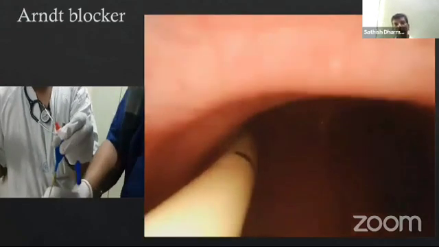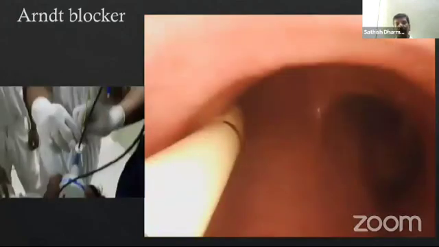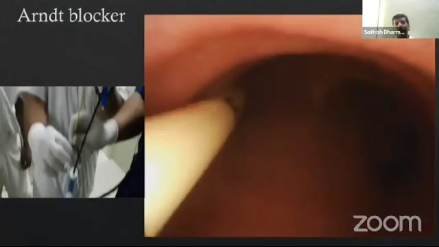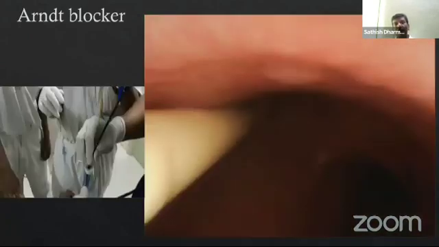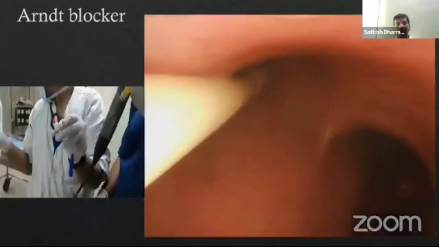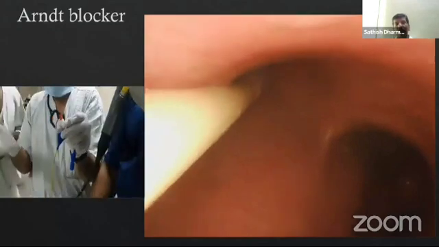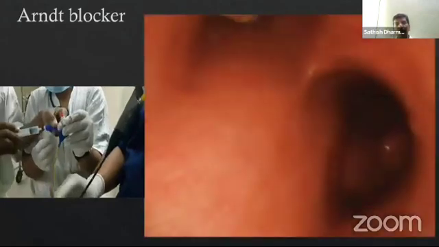See here, the bronchial blocker is too much inside, so you tell the assistant to pull out the bronchial blocker till you see the bronchial cuff. So you could see the blue color cuff just at the entrance of the left main bronchus. Then ask the assistant to inflate the cuff with air up to 8 to 10 ml, because these are all high volume, low pressure cuffs.